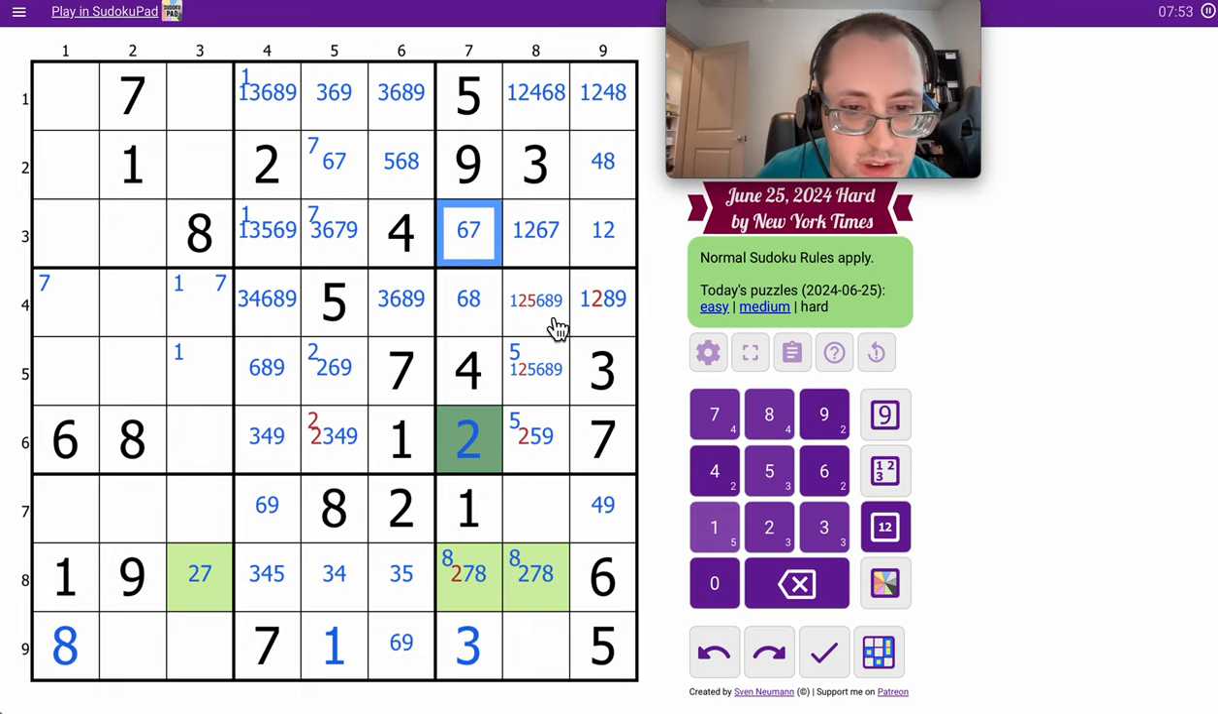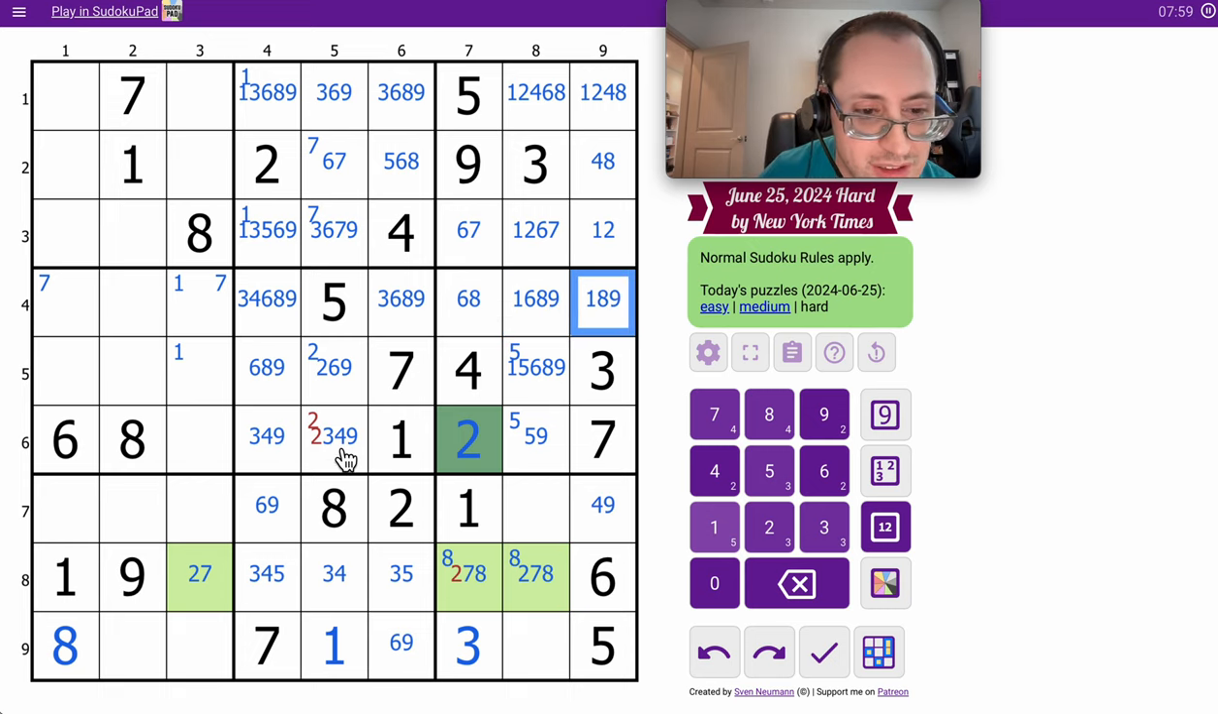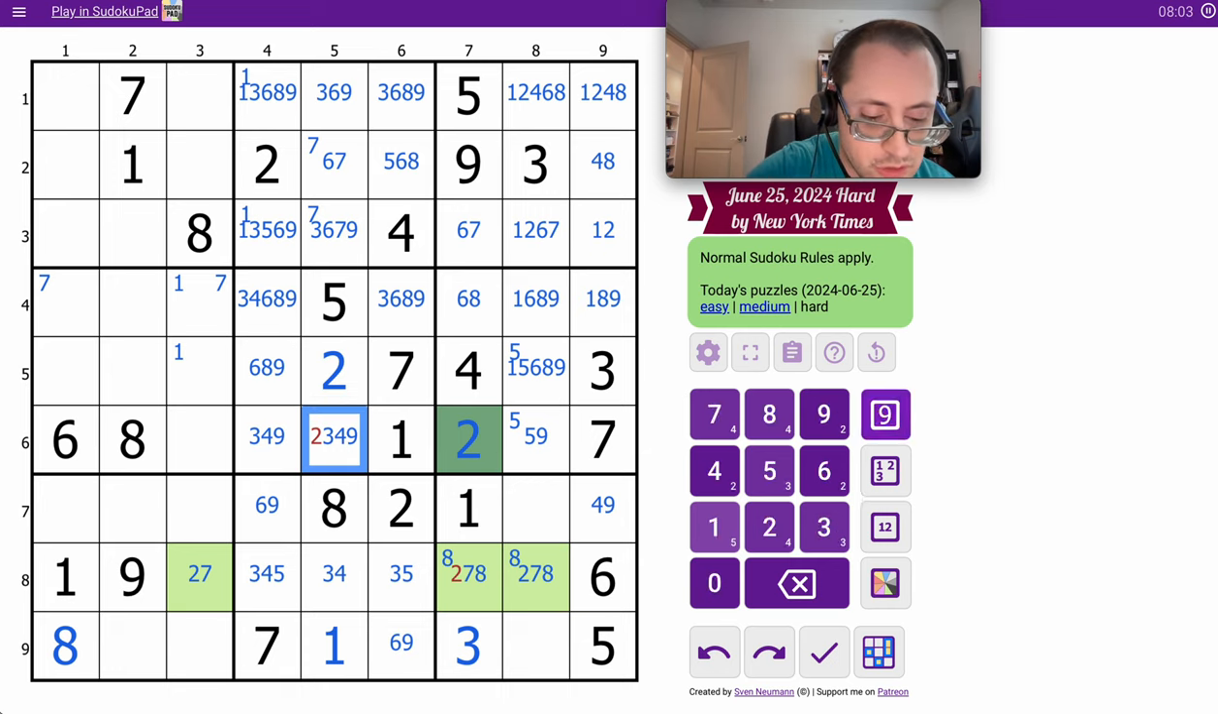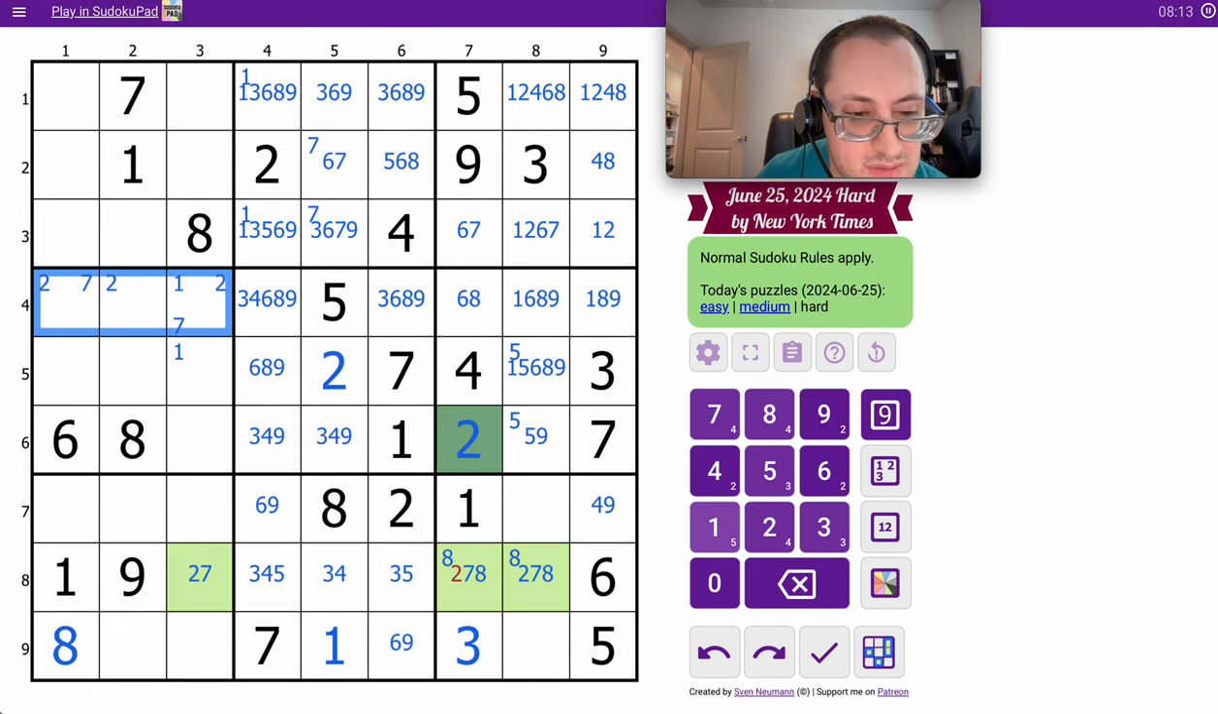2 is ruled out there. None of those are 2, and this isn't 5, and that's not 2. Continuing to clean up. The 2 in row 6 places the 2 in row 5. Means one of those 3 must be 2. Oh, this one isn't.